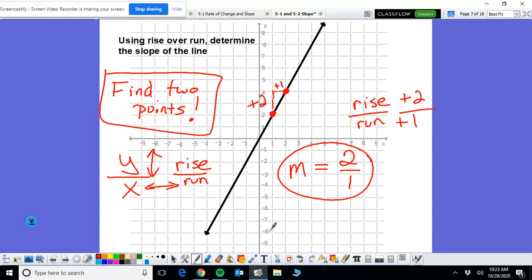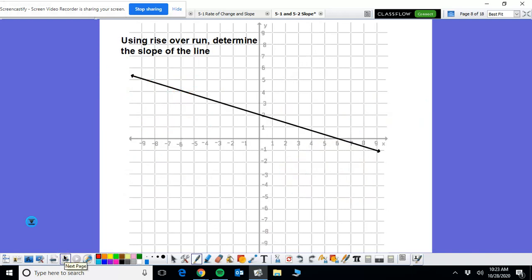Let's keep moving here, folks. So I'm going to do the same thing just a little faster, not explain every little step. First thing we do, grab 2 points.